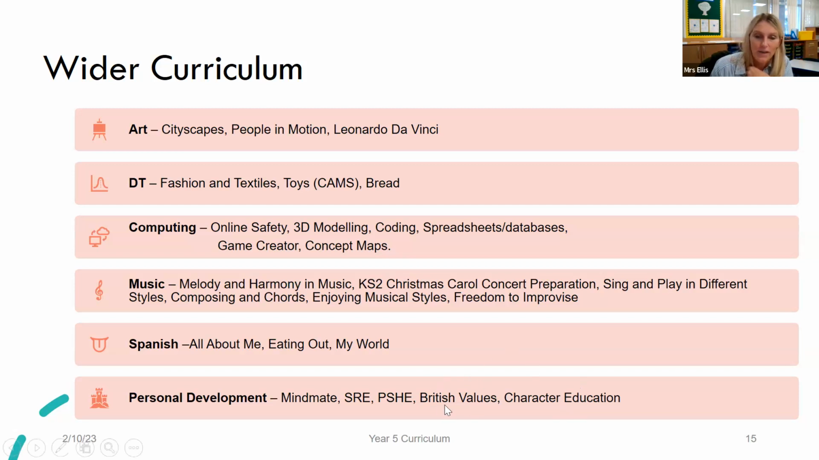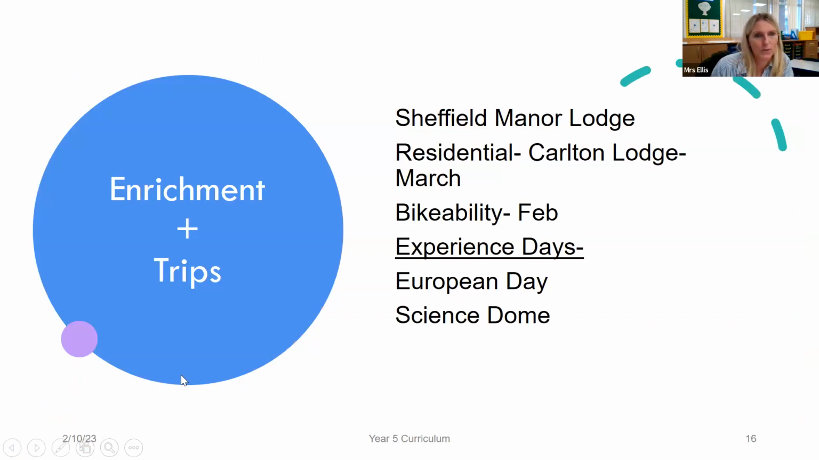And interspersed throughout the year, we teach the children about the British values, like respect and democracy, and things like our school council and giving pupils their voice within school as well. So it is a busy time in school.